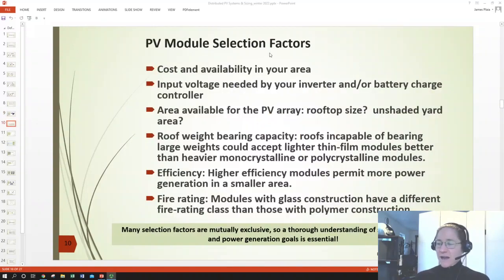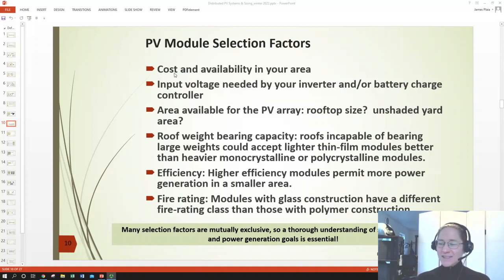Module selection factors. If you've gone shopping for PV modules, you can purchase them as a home user. You might have discussed them with a solar installer. There are a lot out there. Different styles, different construction methods, different types of actual cells: polycrystalline, monocrystalline, amorphous silicon, non-silicon, etc. A lot of different things. Why do you pick one versus the other?